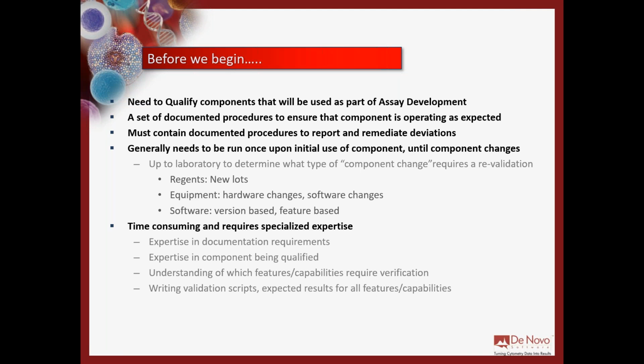And these sort of procedures generally need to be run once upon the initial use of a component of your assay until the component changes, right? And it's up to the laboratory to determine what type of change requires a revalidation. So, some examples of what would require a revalidation because there's a change: perhaps a new lot of reagent, perhaps new equipment, the hardware changed or the software on the equipment changed. And for software, perhaps a new version came out. Maybe you wouldn't necessarily change it just because a new version came out. You would look and see what features were modified in that version and change it based on the features that were changed, if you use those features. So that really is dependent on the lab itself.